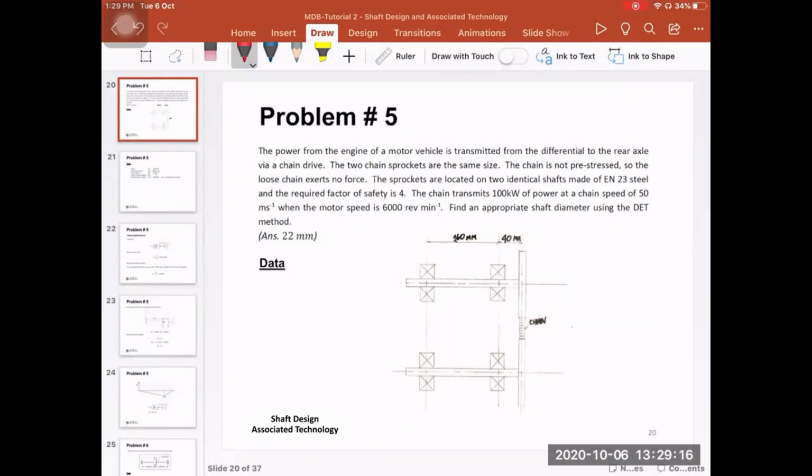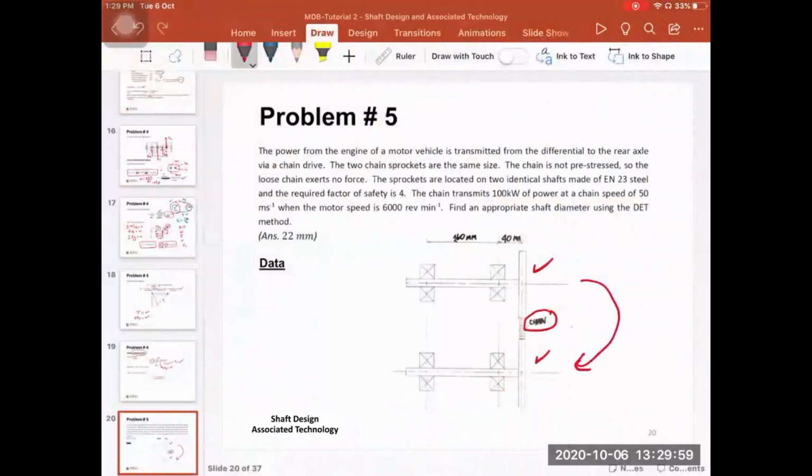The power from the engine of a motor vehicle is transmitted from the differential to the rear axle via a chain drive. The two chain sprockets are of the same size. You see here, there is one sprocket, the other sprocket, they are of the same size. So the chain is not pre-stressed. The chain is not pre-stressed means that the force on the slack side is equal to 0.